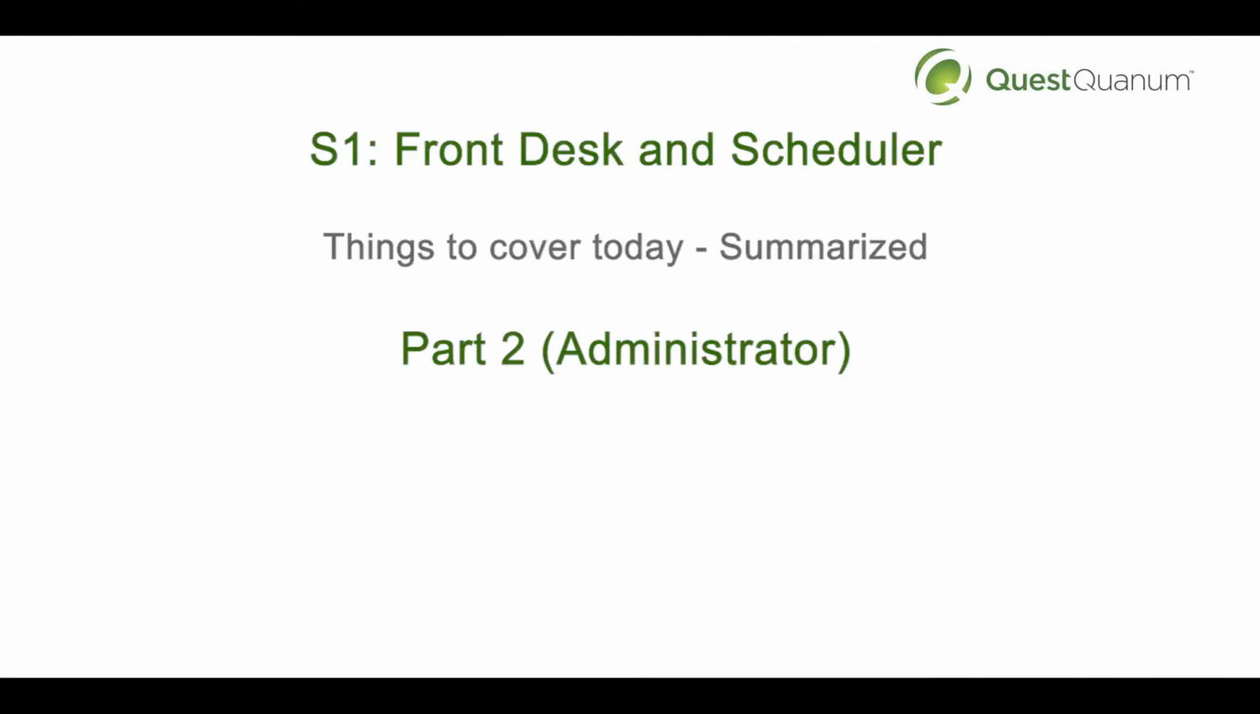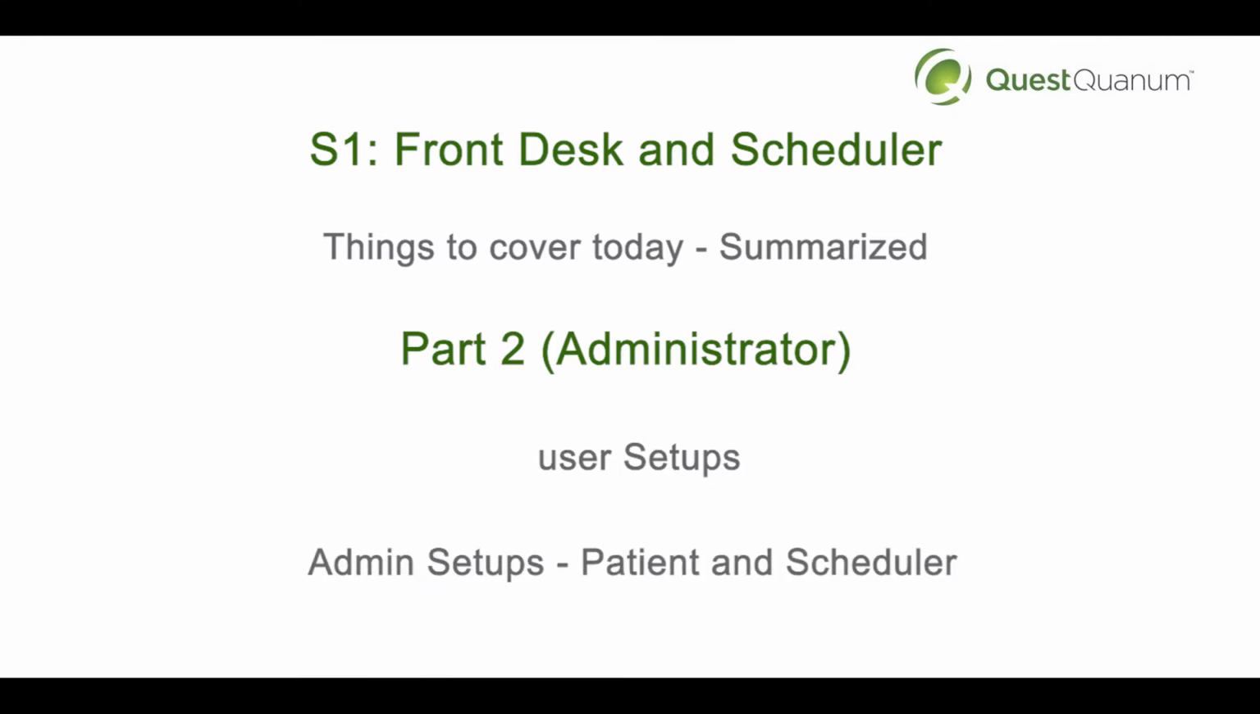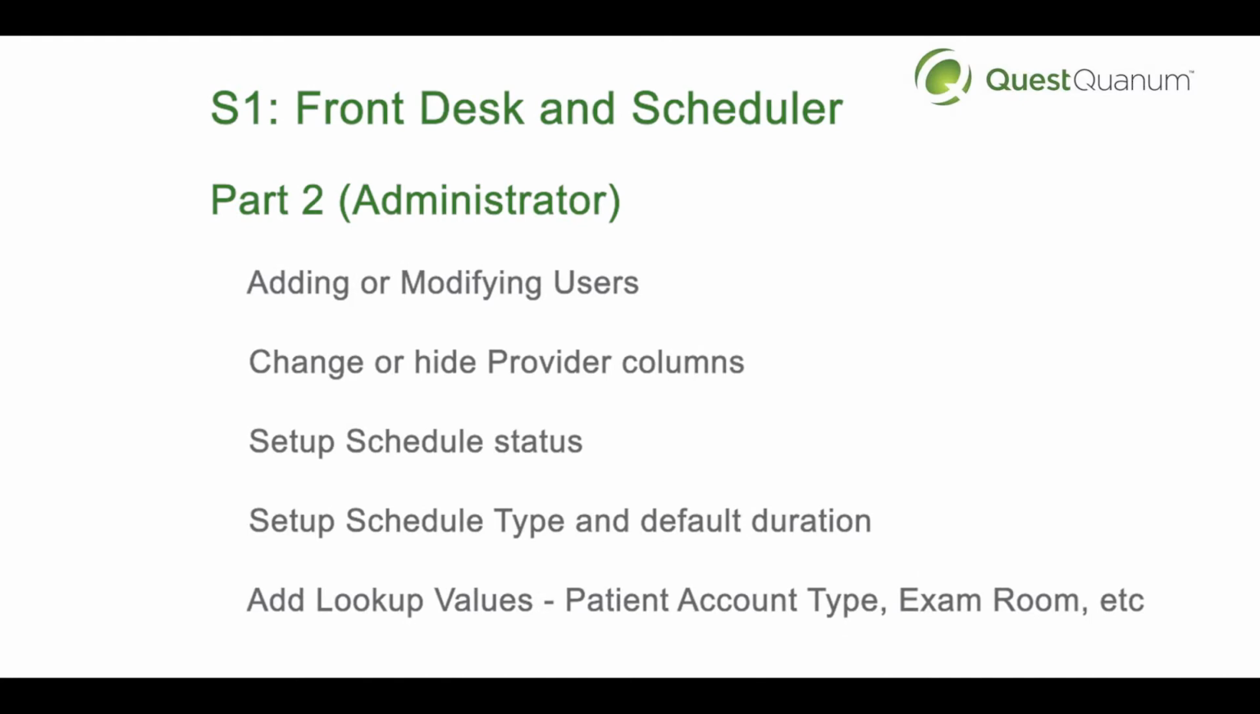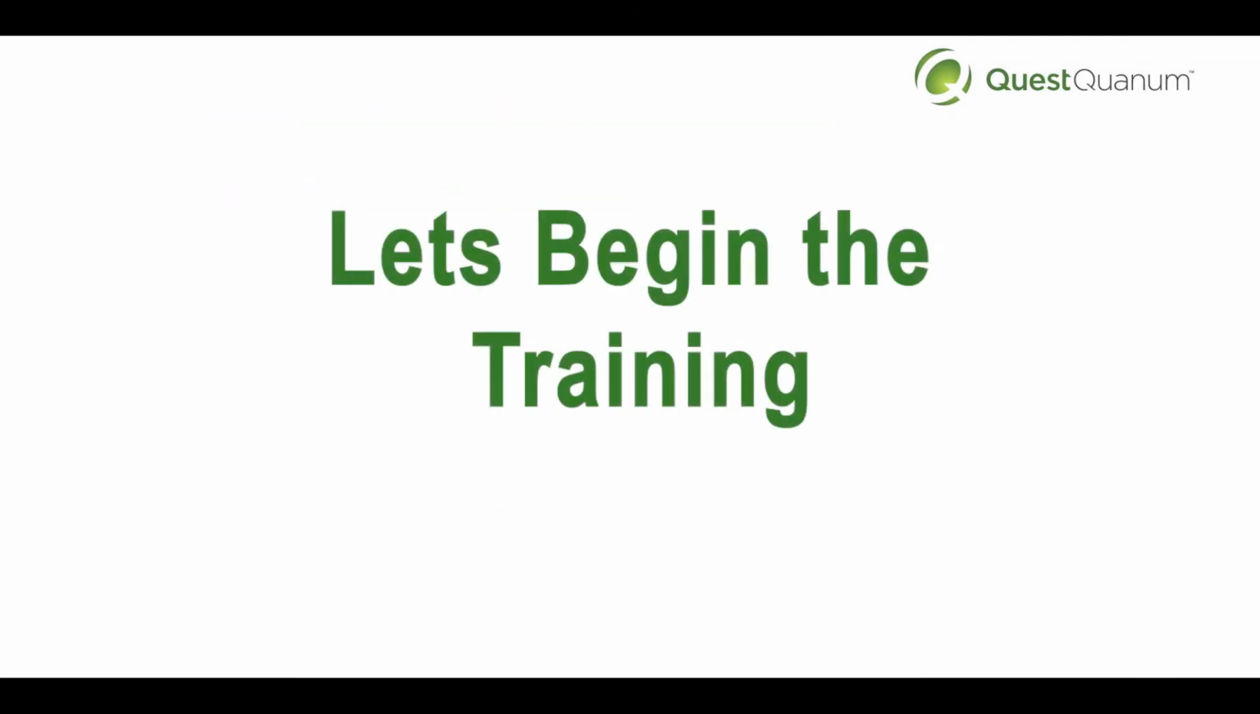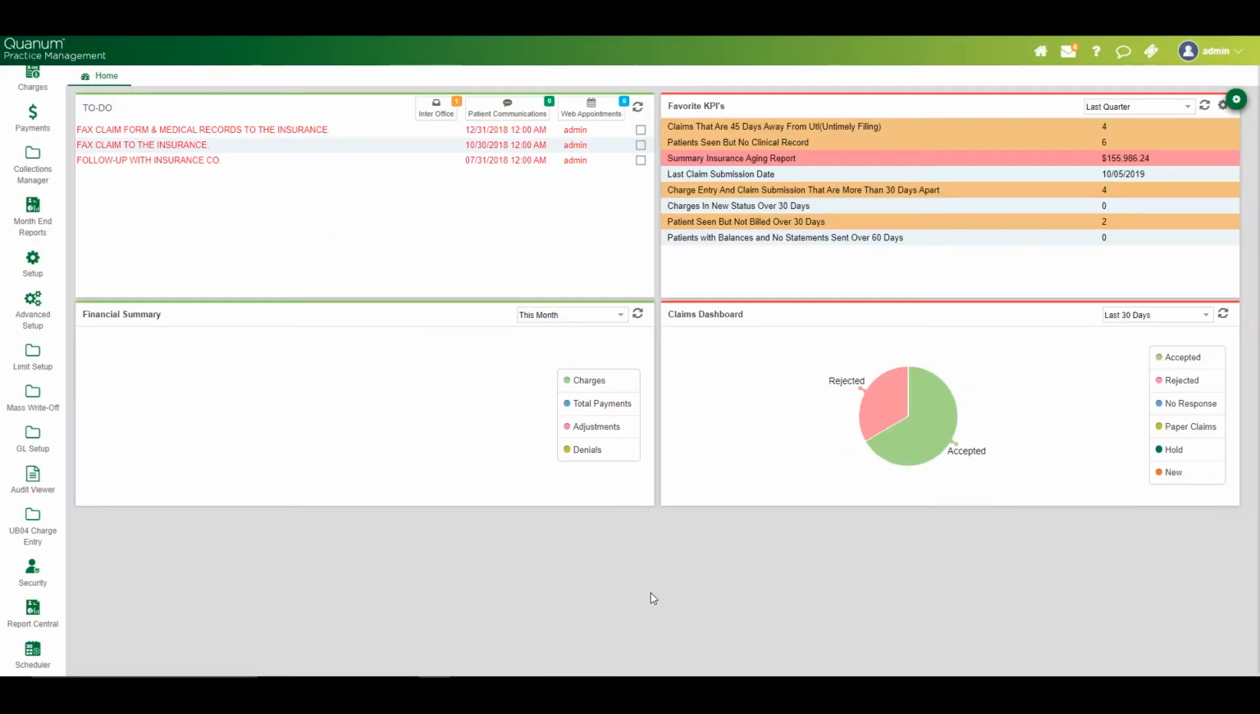Now, this is a summary of the things that we're going to cover today. We'll go through the user setup and the admin setups. Now, these are the details. We're going to look at how you can add or modify users, change and hide provider columns, set up schedule statuses, set up schedule types and set default durations for those types. And we'll also look at how you can add other lookup values like patient account types or exam rooms. So let's start the training.